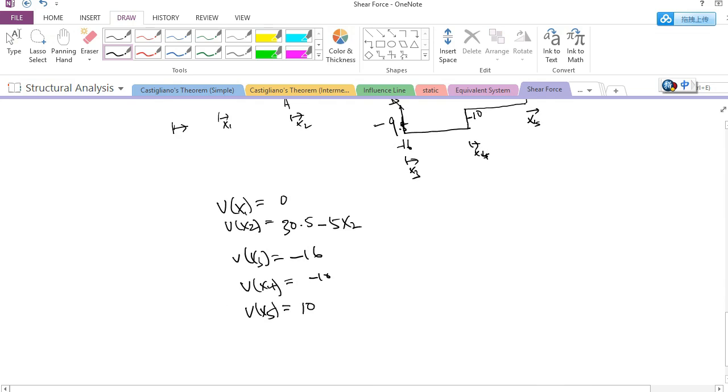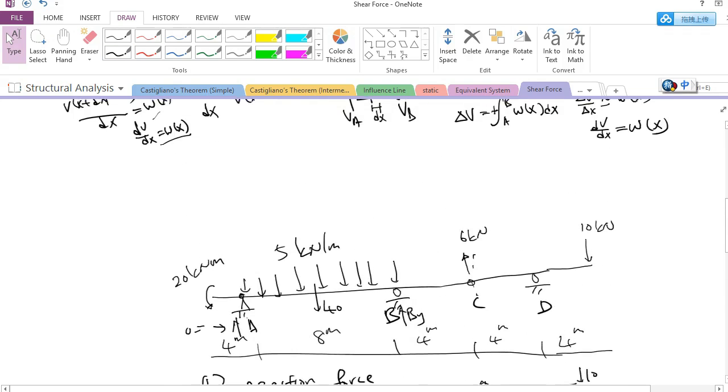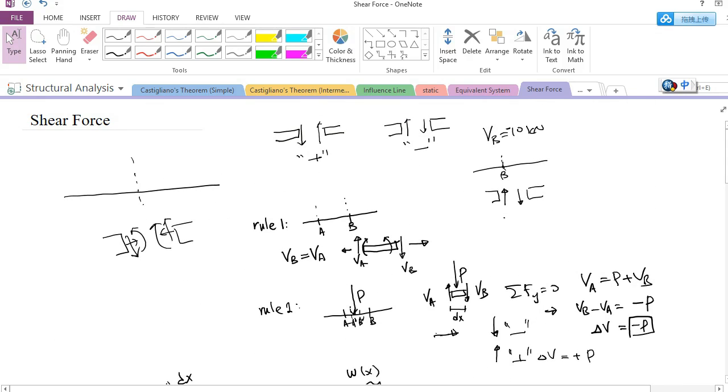So that's it. We finished the first example of the shear force diagram. In the next video, I will talk about how to draw the axial force and also the bending moment as well. Thank you.